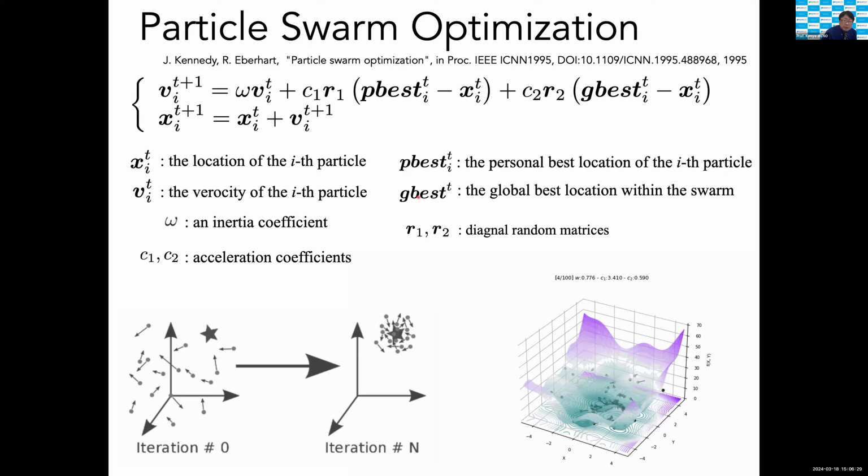Meanwhile, g-best represents the position in the parameter space corresponding to the best evaluation function value found among all the agents' p-best. R1 and R2 represent diagonal matrices of uniform random values. Furthermore, there are two important parameters in particle swarm optimization: the inertia coefficient and the acceleration coefficient.